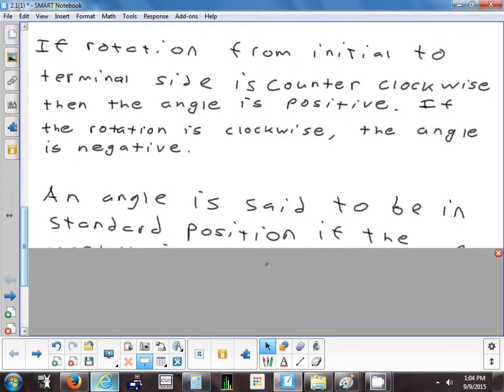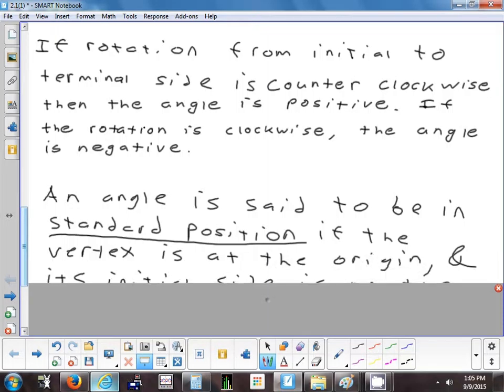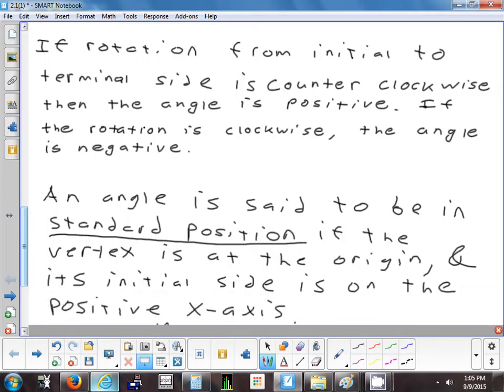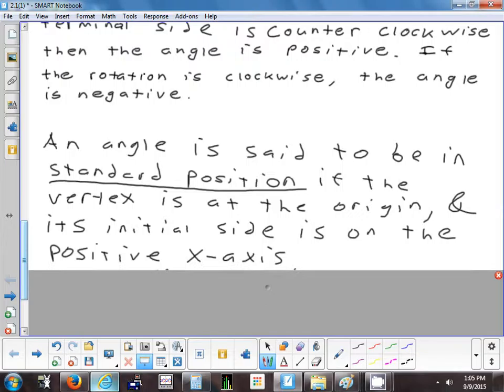Right, so there's a lot of different ways we can sketch an angle, and generally the way we like to sketch it is what's called standard position. To draw an angle in standard position, two things have to happen. One, the vertex is at the origin. If you have an xy axis, make sure you put the vertex of the angle right at the origin. And second, make sure the initial side is on the positive x-axis. Both of those things have to happen for an angle to be in standard position.